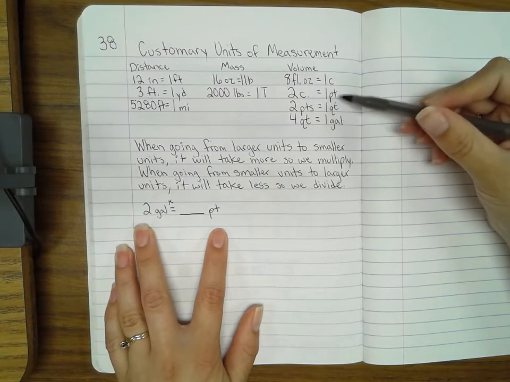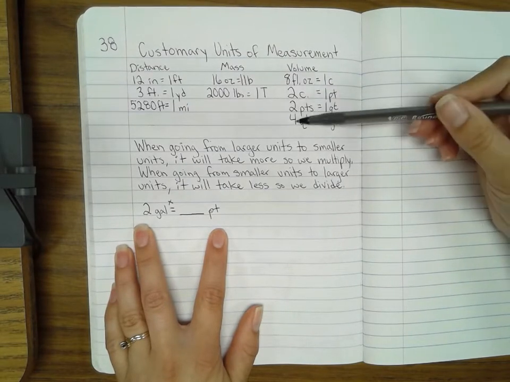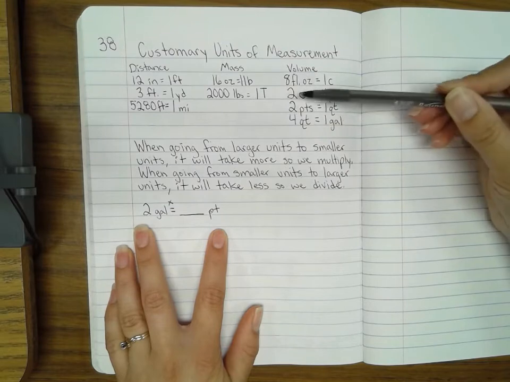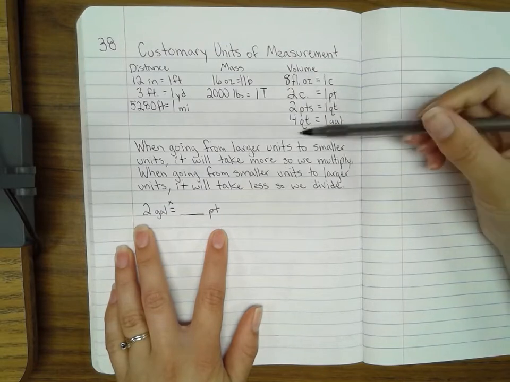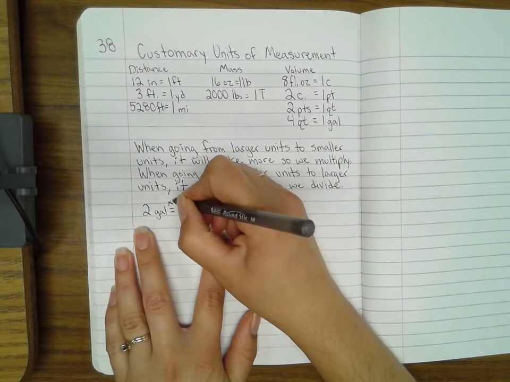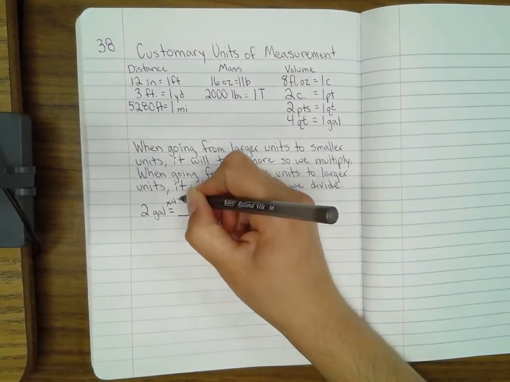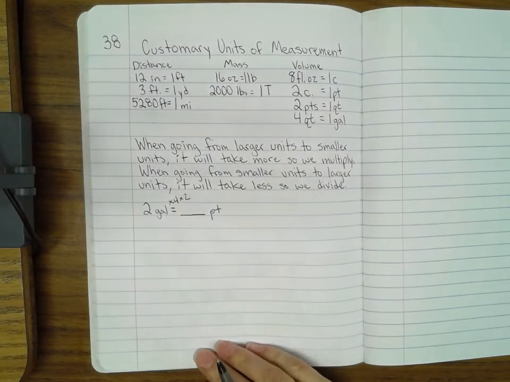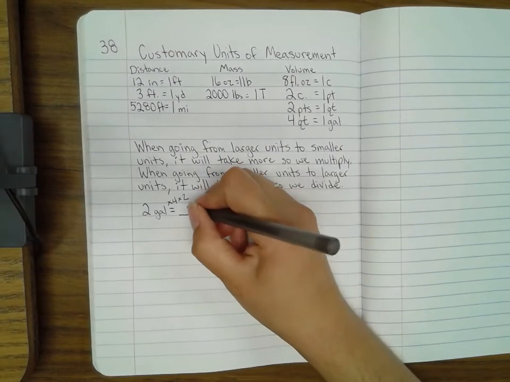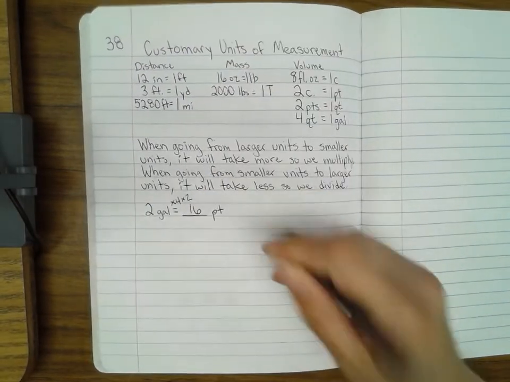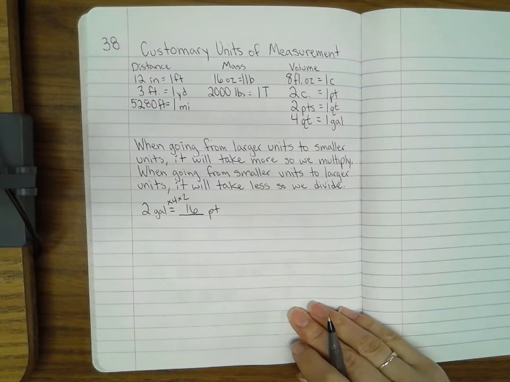Now I just need to decide what I'm multiplying by. If I'm going from gallons to pints, I'm going to multiply by 4, but I'm also going to have to multiply by 2. I multiply by 4, that would get me to quarts, but that doesn't get me to pints. So then I multiply by 2, and that will get me to pints. So 2 times 4 is 8. 8 times 2 would be 16. So 2 gallons is the same as 16 pints.